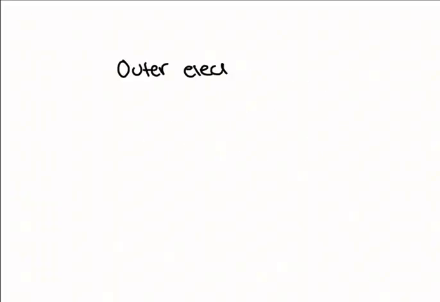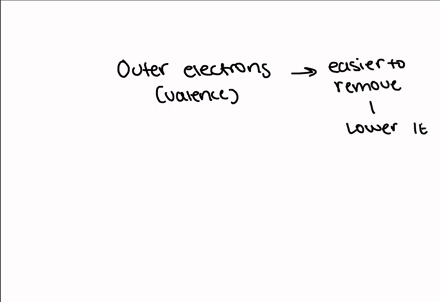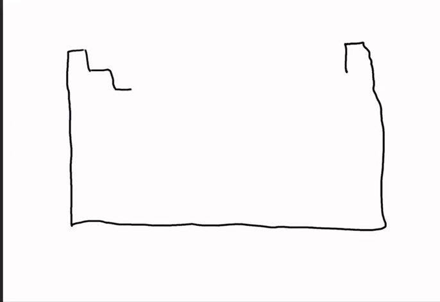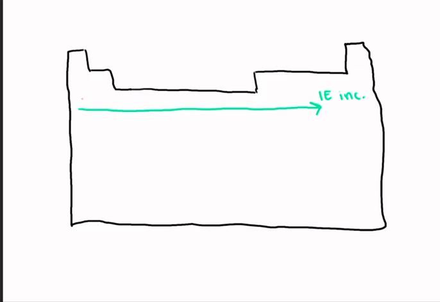Outer electrons, or in other words, valence electrons, are easy to remove because they have a low ionization energy. Inner electrons are harder to move because they have a higher ionization energy. A good periodic table tip to know is that ionization energy increases across a row, because electrons are closer to the nucleus, so there is a stronger pull. Ionization energy decreases down a column, because outer electrons are farther from the nucleus, so there's a weaker pull.